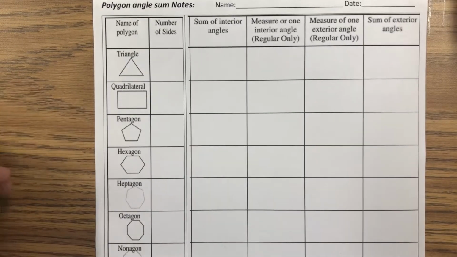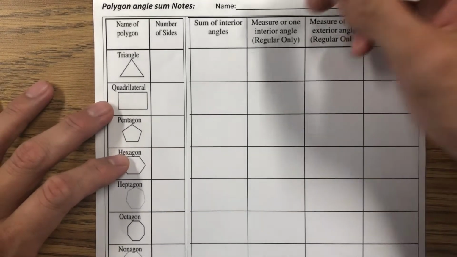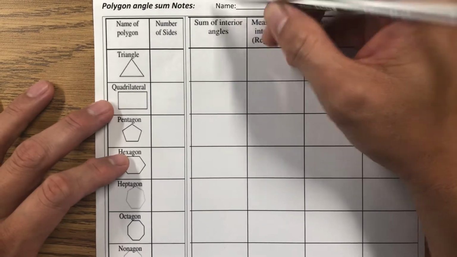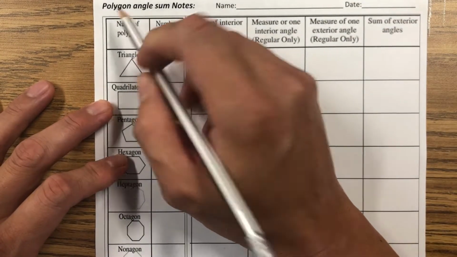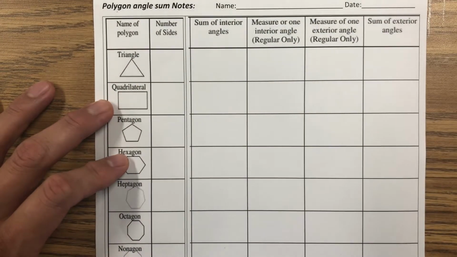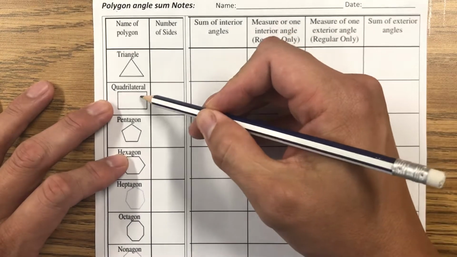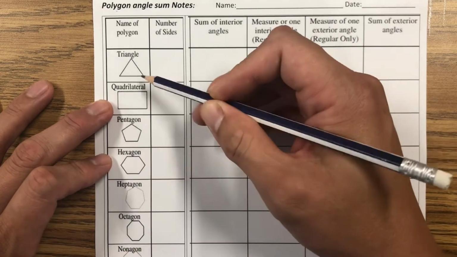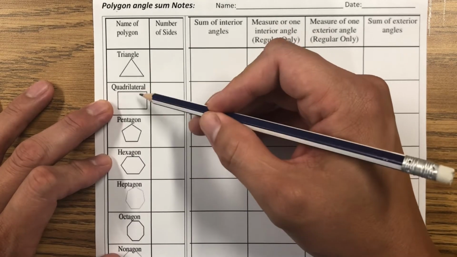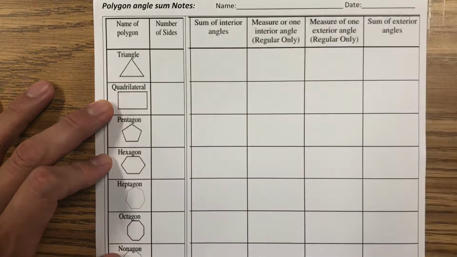Hello students, welcome to a lesson on the sum of interior angles of a polygon. A polygon just means any shape with three sides or more that is connected. All of these shapes right here are considered polygons. They have specific names, like a triangle, a quadrilateral, a pentagon, and so on.